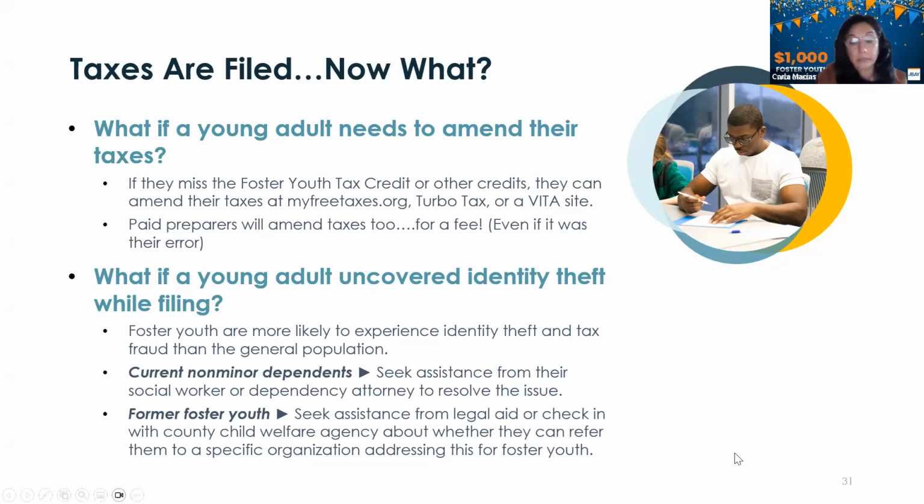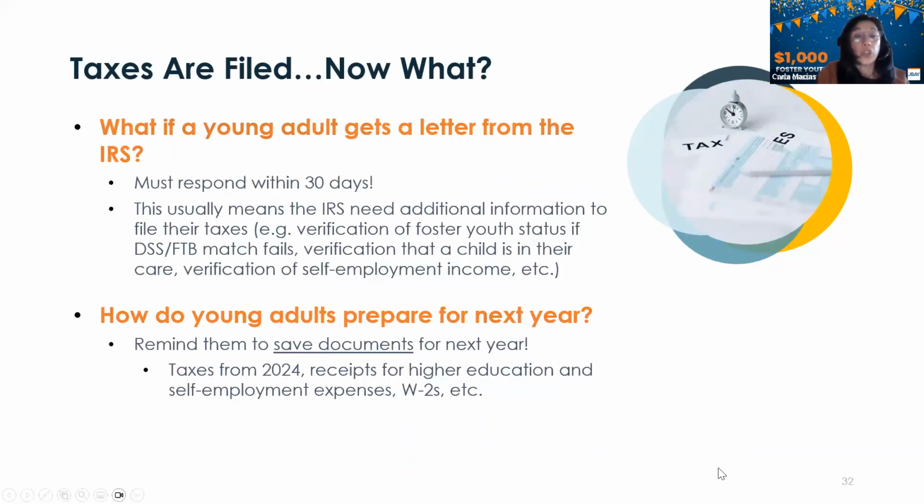Next slide. So what happens when a young person gets a letter from the IRS? They must respond in 30 days. And again, one thing that I always like to inform young people, and this message goes for adults as well, is that the IRS or the FTB never communicate by phone. It's all through mail. So they'll never receive a phone call saying, hey, you owe us money. It's always by mail.